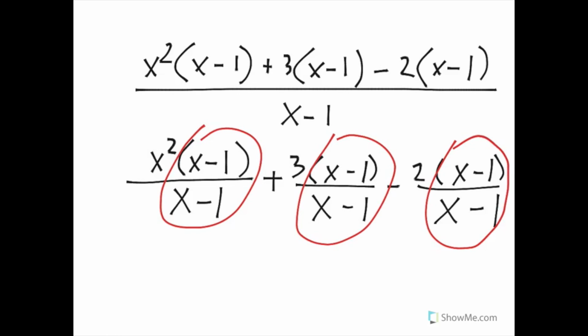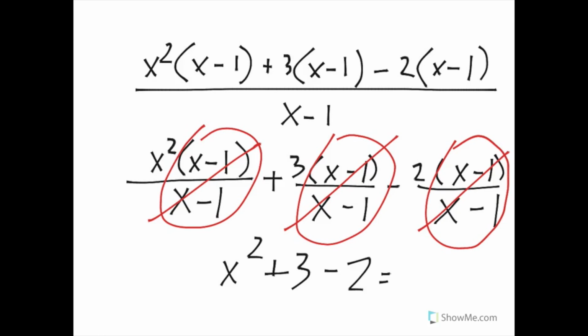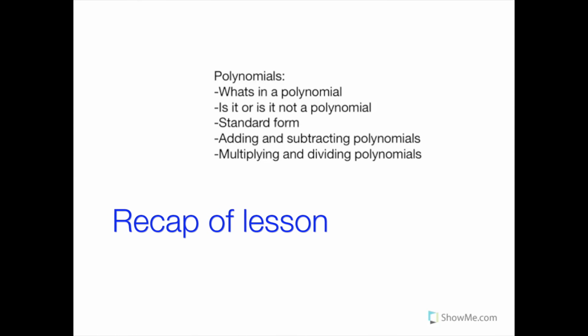They all have x minus 1 over x minus 1, and guess what? That is the same exact thing. So those all go bye-bye. And now you're left with x squared plus 3 minus 2, which is also equal to x squared plus 1. And that's your answer. So, brief recap on what we went over today.